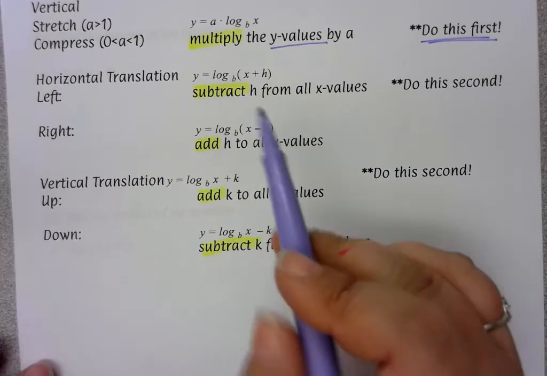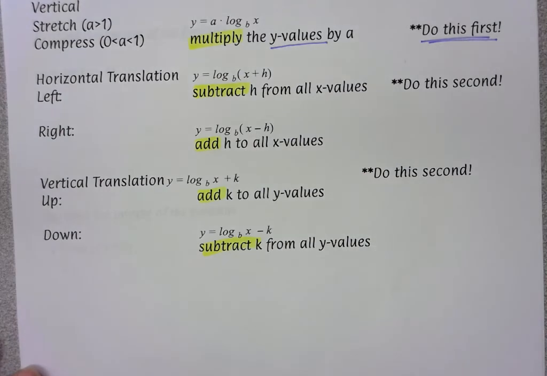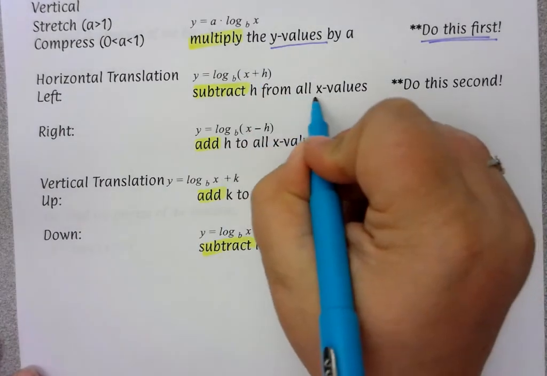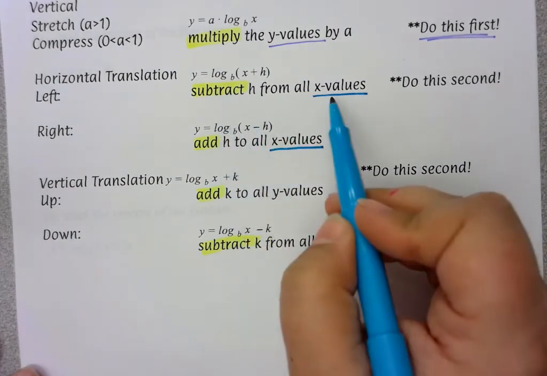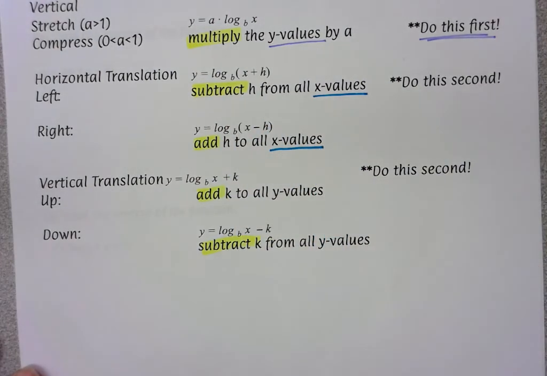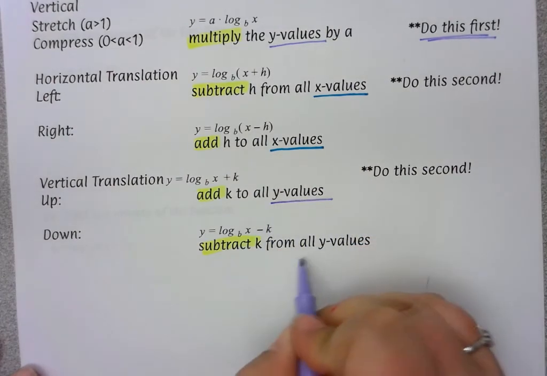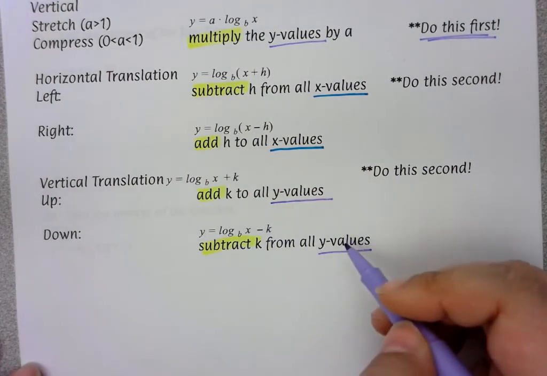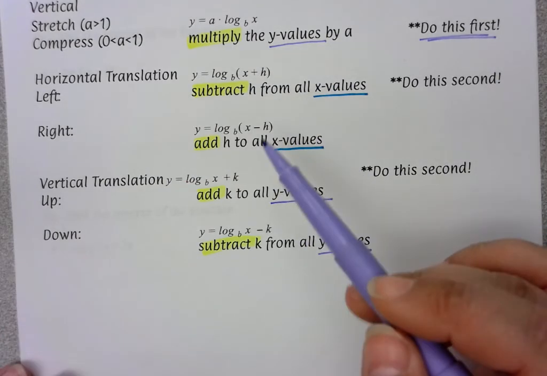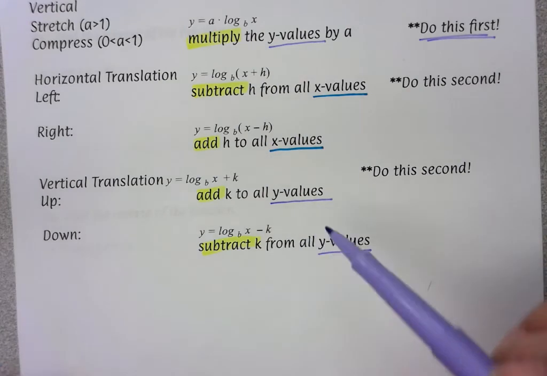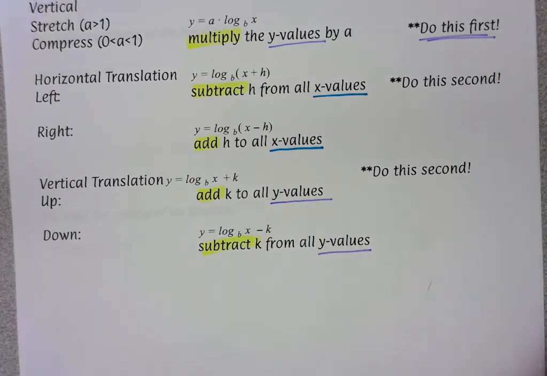Okay, then if it happens inside the parentheses, it will happen to the x values. So right and left, we add and subtract the x values. And if it happens outside the parentheses, it will happen to the y values. Okay, so all of this shifting up, down, left, and right, this will all be addition and subtraction. Adding and subtracting to the x values if it's inside the parentheses, y values if it's outside of the parentheses.